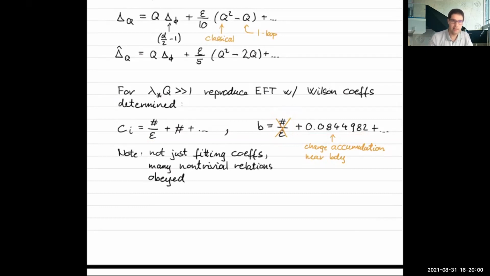And this implies that in Neumann quantum mechanically, we get a small charge accumulation near the boundary. This is a purely quantum mechanical effect that at the classical level we got 0. And note that it's not just that we compute an answer and then use as many coefficients as we get terms to match. There are very non-trivial relations implied by the EFT, and those are all satisfied in this calculation.